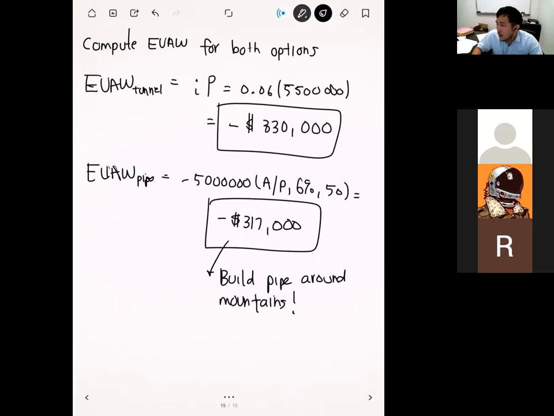Question. So why does the mountain tunneling get no rust? That's a great question that goes beyond the scope of an economics class. If we were in a fluids piping class, I think I'd have a better answer to that. But for this, it was just an example for capitalized costs.